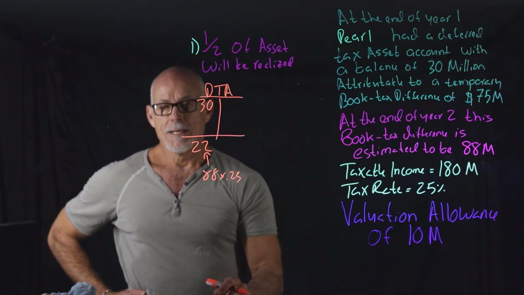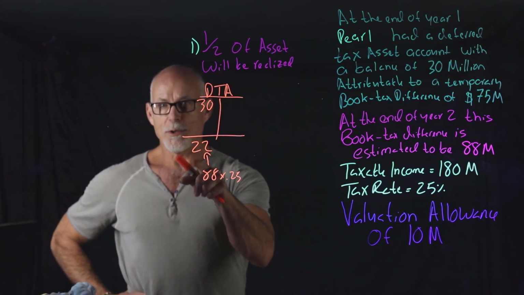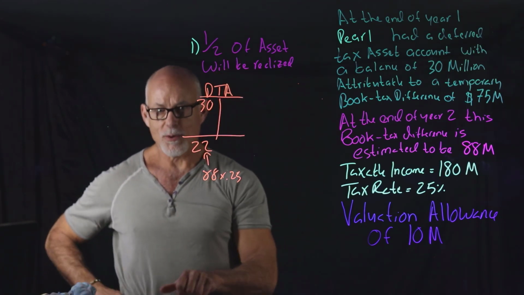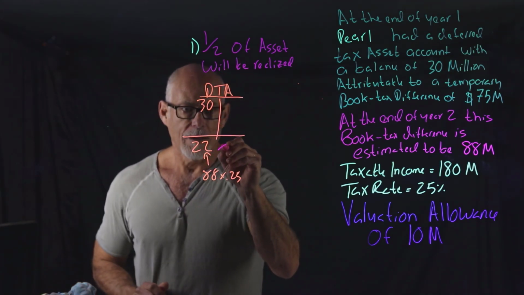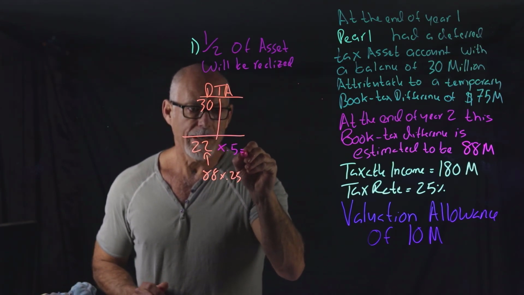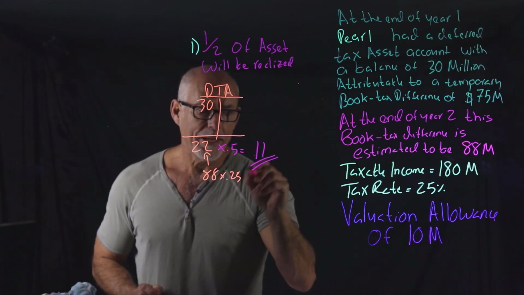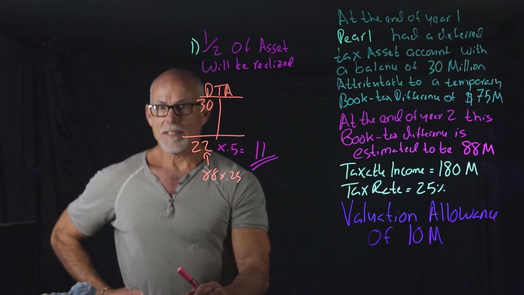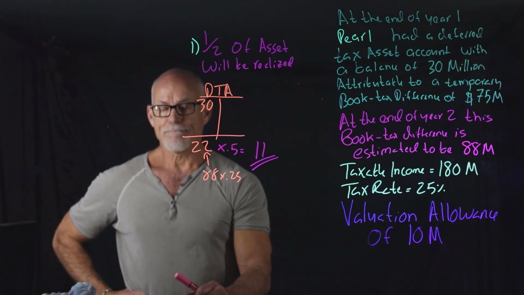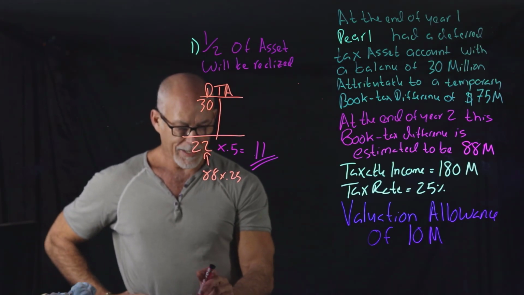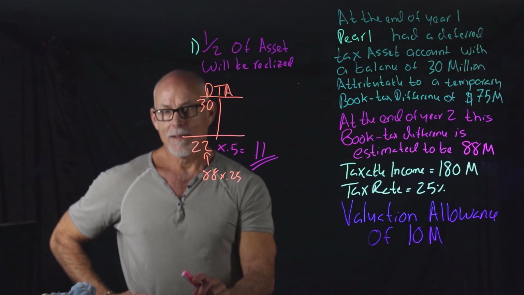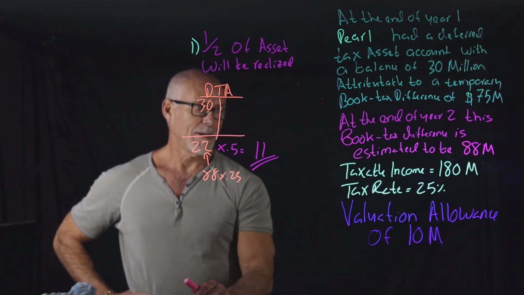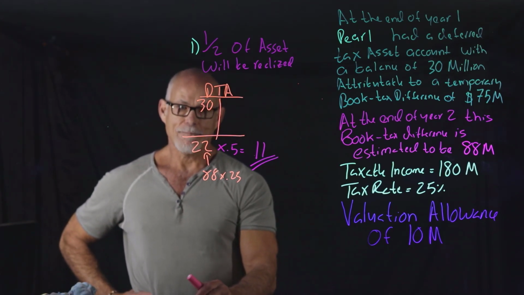Remember, we took the 88 times 0.25, and that showed our adjustment. However, this is the value of the deferred tax asset, of which only 1/2 of it's going to be realized. So when I come here and I say that, what that means is that the deferred tax asset should equal 11, and that will be the amount that I need to adjust by.